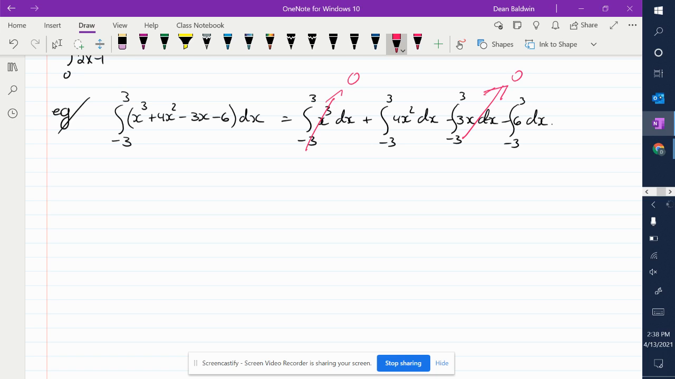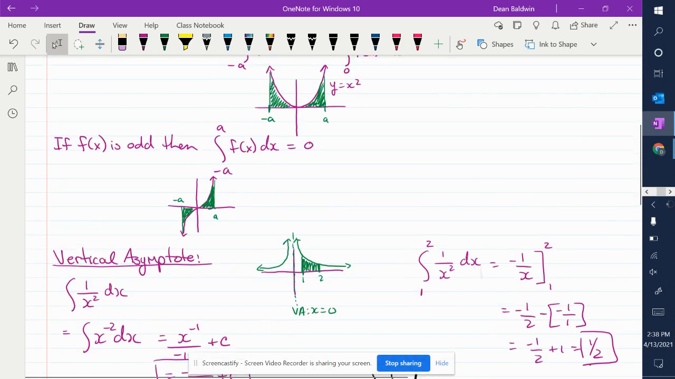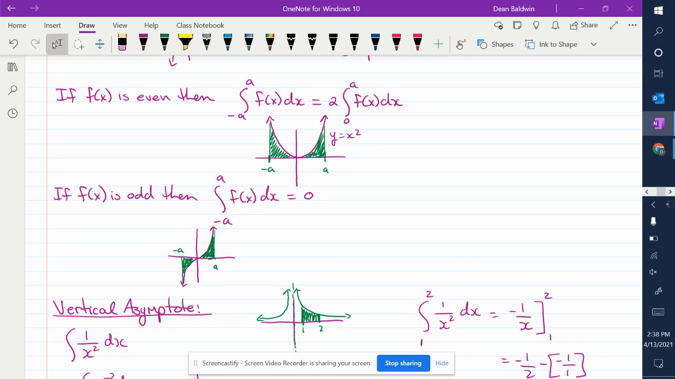What about this? 4x squared, odd or even? Even. So I can rewrite that one as 2 times the integral from 0 to 3 of 4x squared. And what about this? Because it's even, I can use this rule right here. Okay? From negative a to a is the same as 0 to a times 2. Because these two areas are the same.